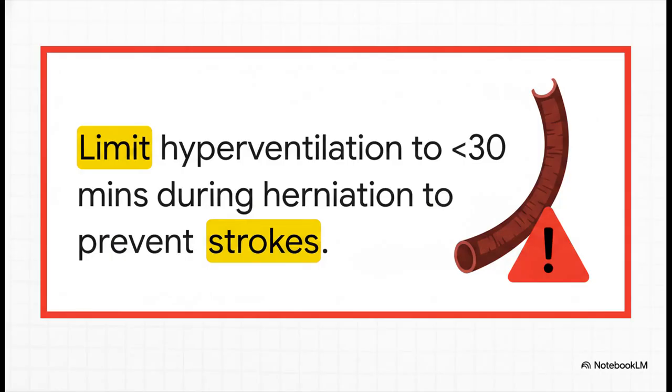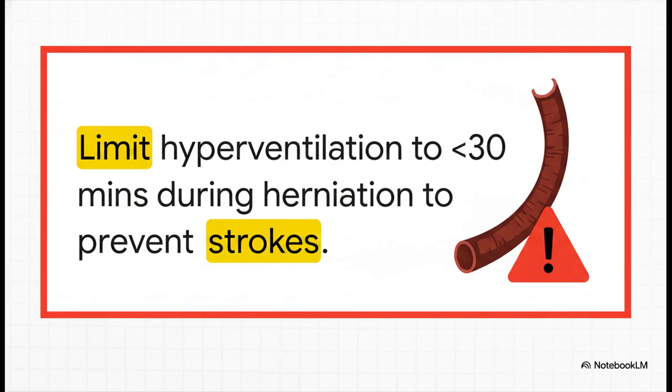Now, there is a very strict, very dangerous exception surrounding therapeutic hyperventilation. By hyperventilating the patient, you reduce their arterial PCO2 down to about 30 or 35 millimeters of mercury. The brain is exquisitely sensitive to CO2 levels, so this hypocarbia drives acute cerebral vasoconstriction, which rapidly reduces intracranial blood volume and drops the ICP.